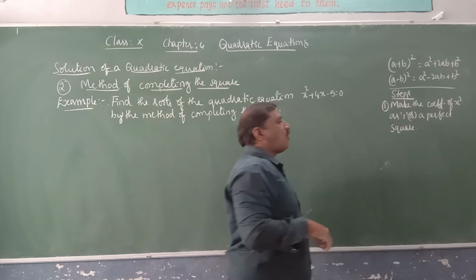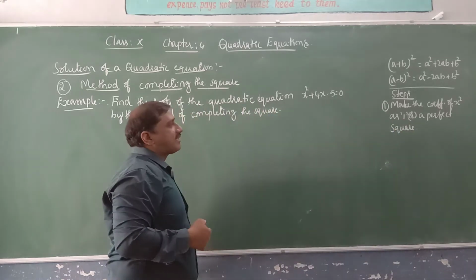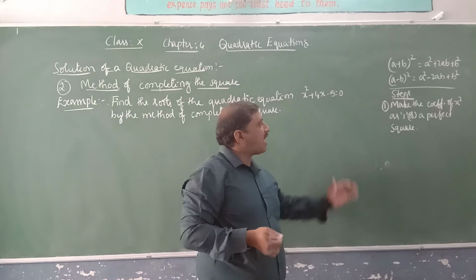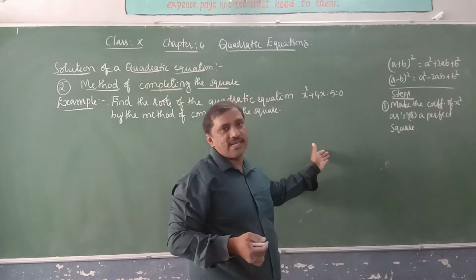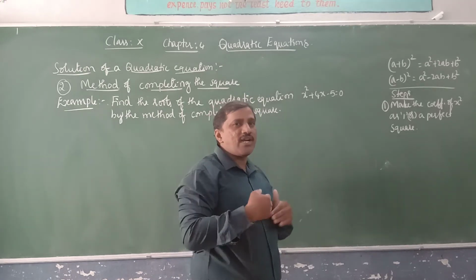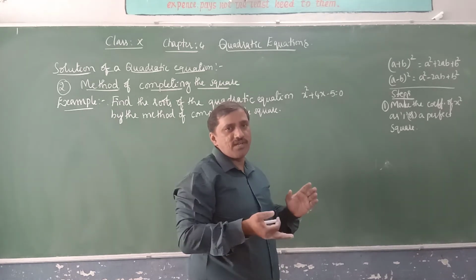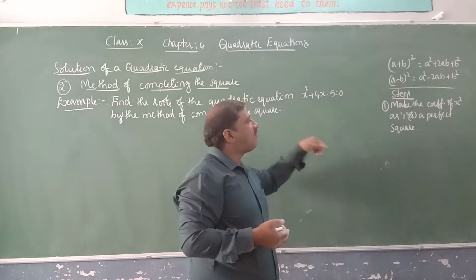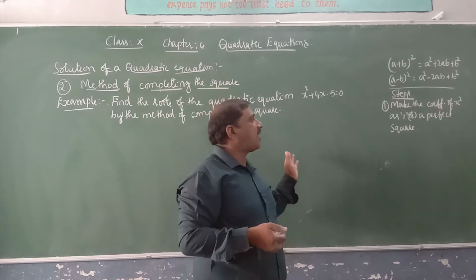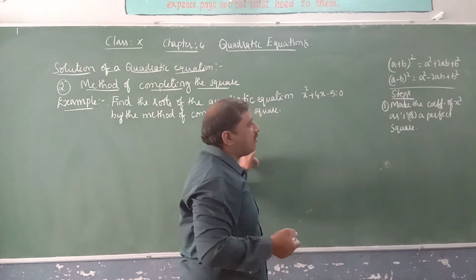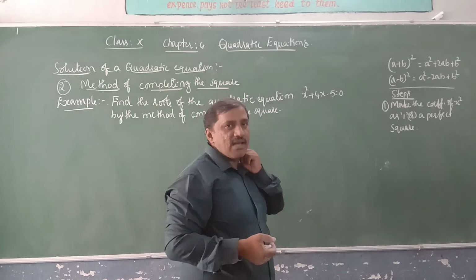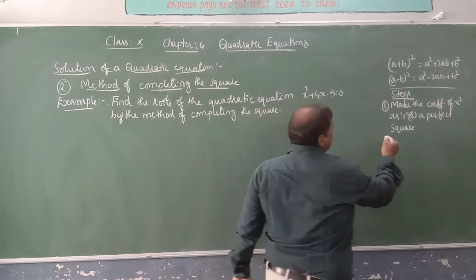So what is the first step? Make the coefficient of x square as 1 or a perfect square. If the coefficient of x square is already given as 1, no need to change it. If the coefficient of x square is not 1, then we should make it 1. We will discuss how we will make it. Now we will see the second step.